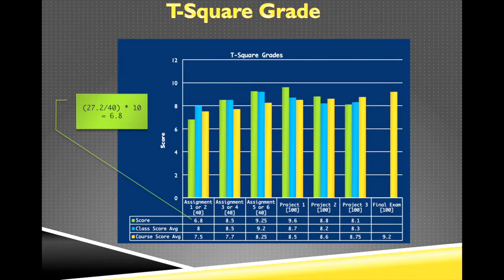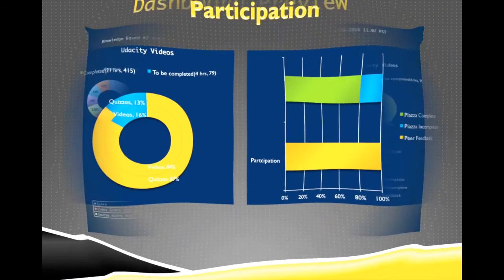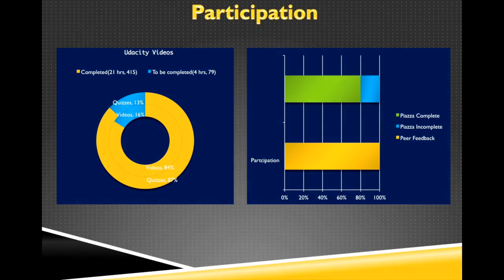The concentric donuts chart shows how much of the Udacity part has been completed. This is purely based on how much a student has finished watching the videos and how many quizzes have been completed. Looking at this information, the student may decide to complete more of the videos as required. The bar graph gives an overview of student progress in peer feedback and Piazza participation. Piazza participation is pretty loose and it's not very intricate.